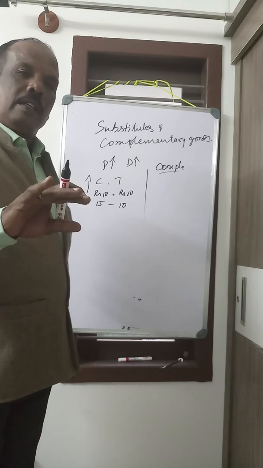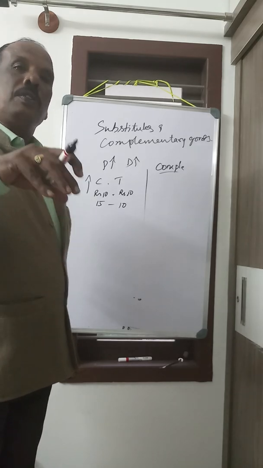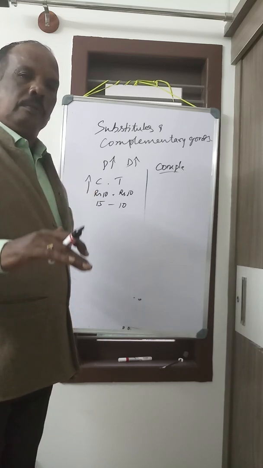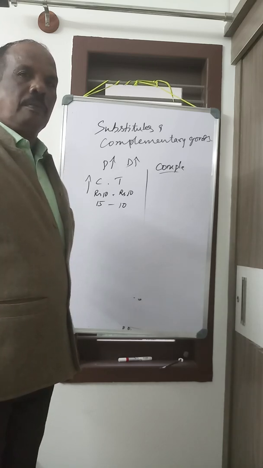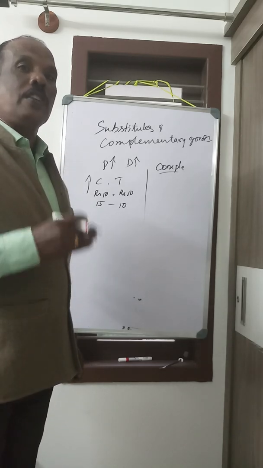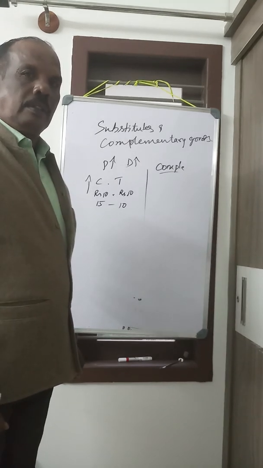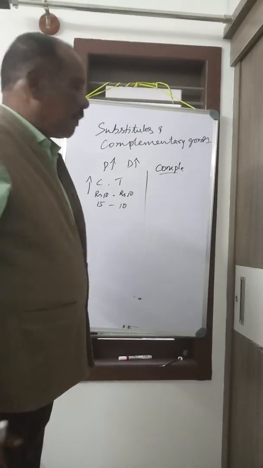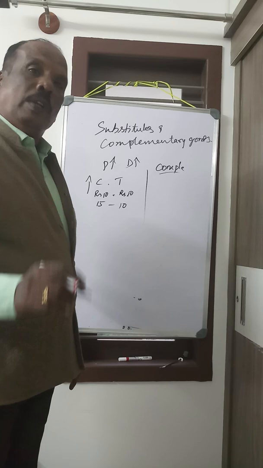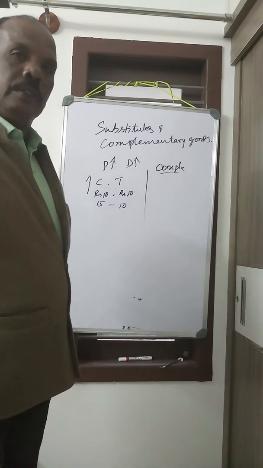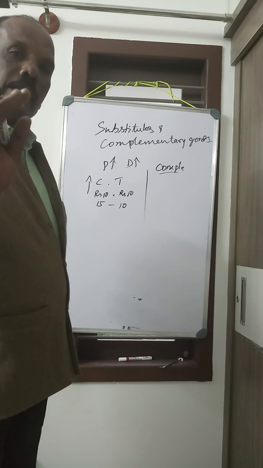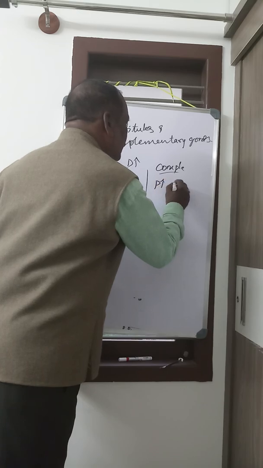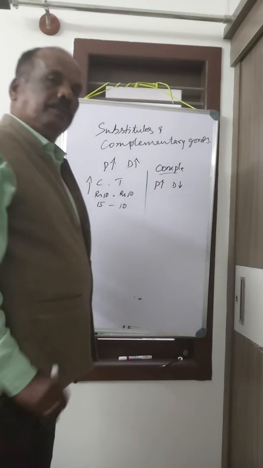So these are the goods which are to be used simultaneously to satisfy human want. And let's see the effect of changes in price of these complementary goods on demand. When the price of one complementary good rises, the demand for the other complementary good falls. So when the price rises, the demand for the other good falls.